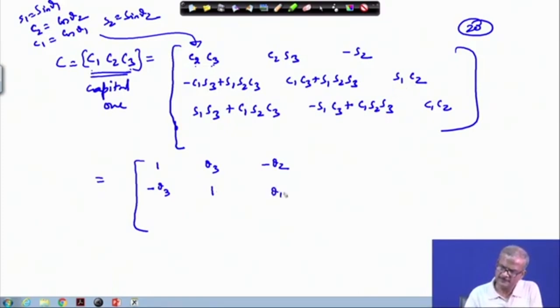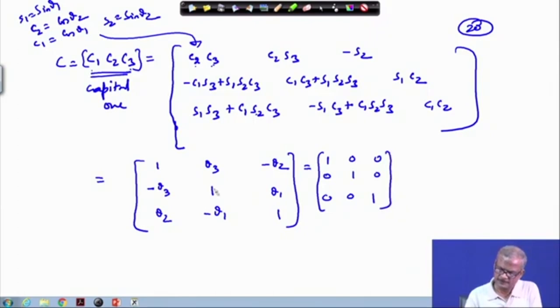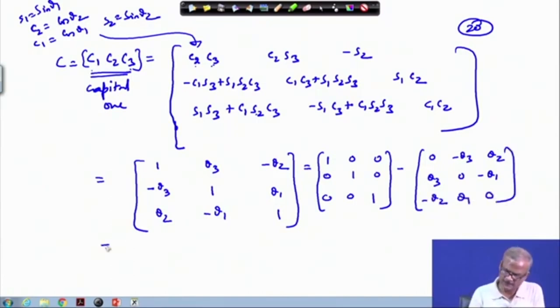About this term, this is theta 1. And here this term is 0. c1 and c3 are 1, 1. So this gets reduced to theta 2. And here, if we check, this term is 0 and this is minus theta 1 and this is 1, 1, so this gets reduced to 1. So you can see that this can be written as 1 1 1 on the diagonal and 0 elsewhere. Then minus 0, minus theta 3, theta 2, then theta 3, 0, minus theta 1, minus theta 2, theta 1 and 0. So that gets reduced to I minus the skew symmetric matrix.